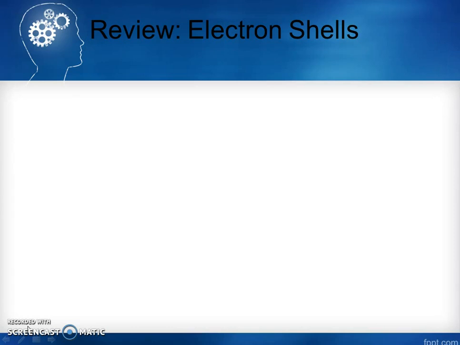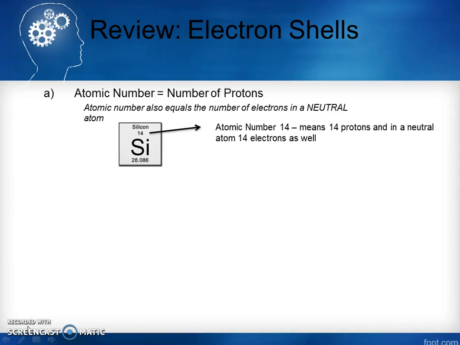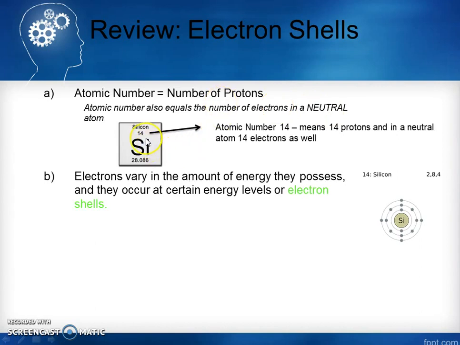The first thing to touch base on are electron shells. Recall that the atomic number of each element tells you how many protons there are in that element. In a neutral atom, there's just as many protons as electrons. So silicon here has 14 electrons. Now, electrons vary in the amount of energy they possess, and they occur at certain energy levels or electron shells. So the electron configuration of silicon here is 2, 8, and 4.